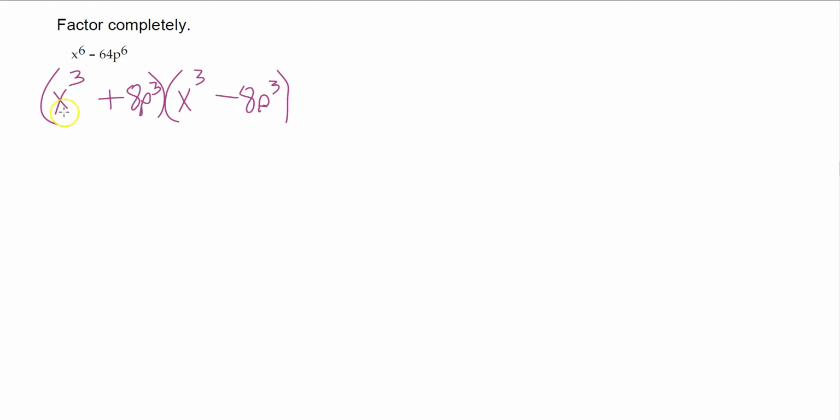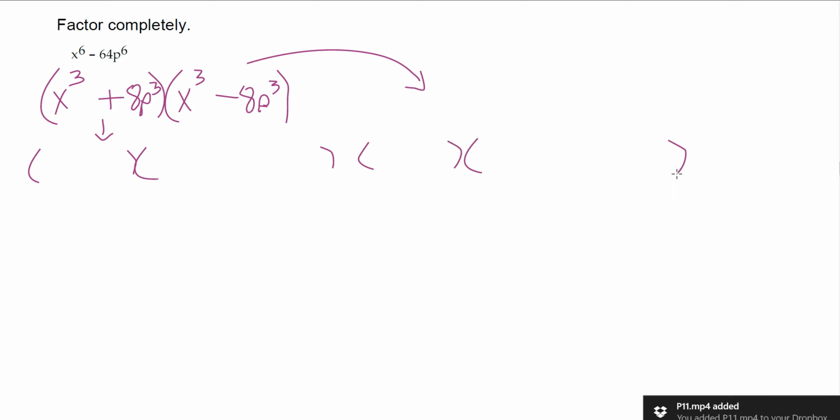Now we recognize that the first one is a sum of cubes. So the first one will factor into a binomial and a trinomial. And the second one will factor into a binomial and a trinomial as well. Give myself a little more room on this one. There we go. So the first, the cube root of x cubed is x. The cube root of 8p cubed is 2p. And that's the same sign.